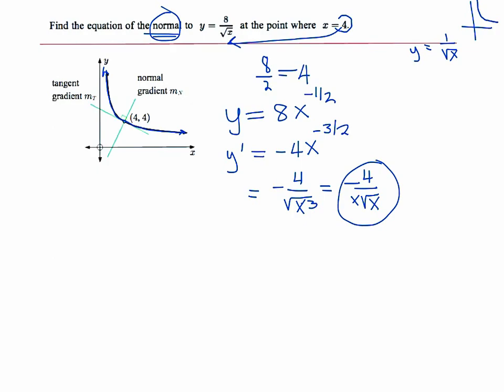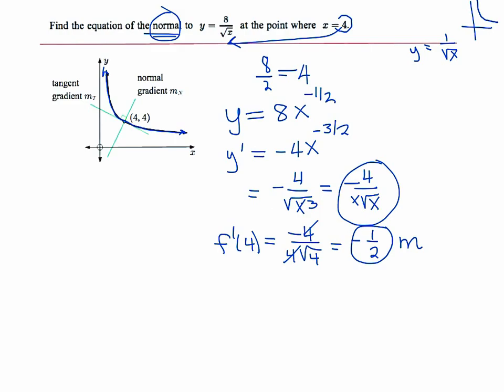We want to find out the slope at x equals 4. So simply we need to plug 4 into the derivative. So we have negative 4 over 4 square root of 4. So that's going to cancel out, leaving us with negative 1 over 2. So this is the slope, regular slope.